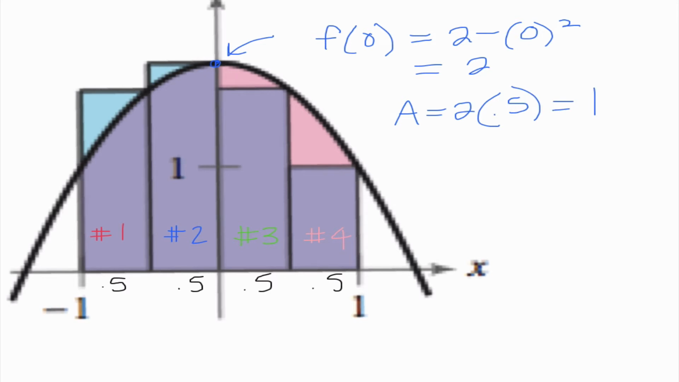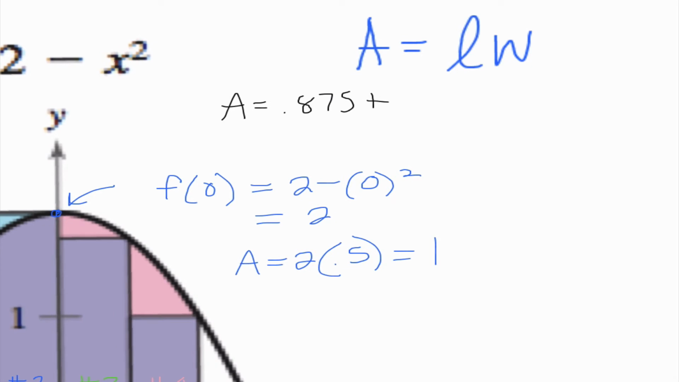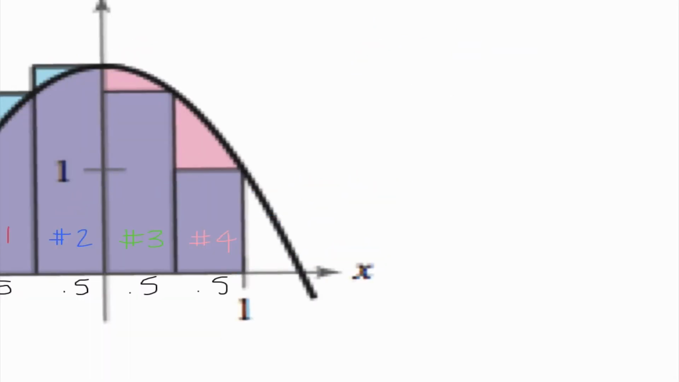So I'm going to go ahead and up here, I'm going to add plus 1. Okay, next I have rectangle number 3, which is right here. It looks like this point is at 0.5 because it's going 0.5 to the right. So I end up doing 2 minus 0.5 squared, which I notice is 1.75.